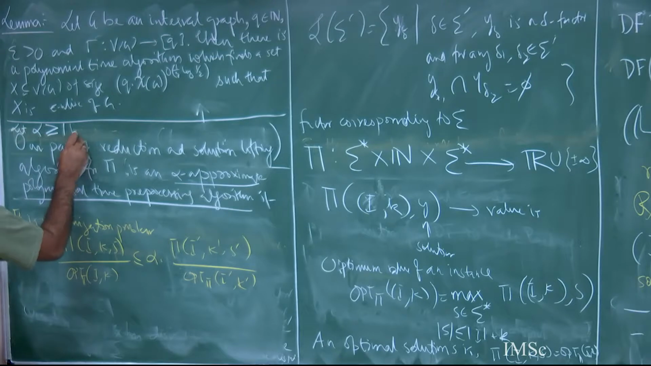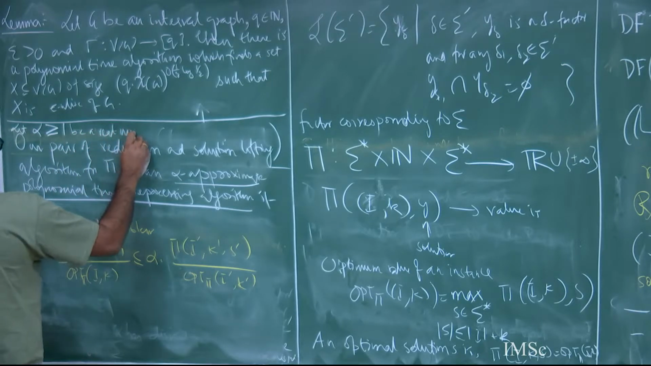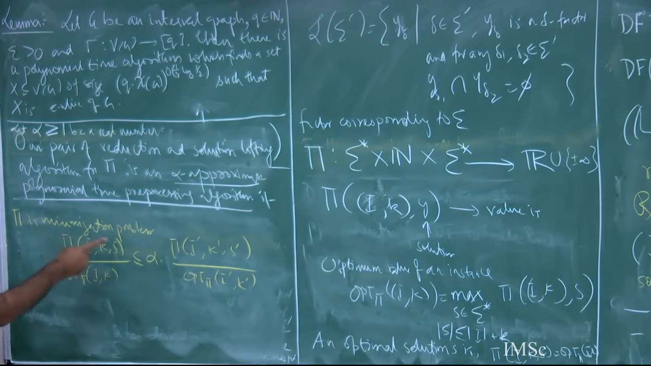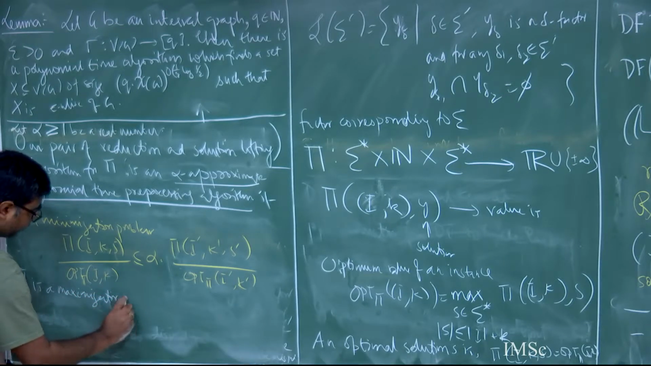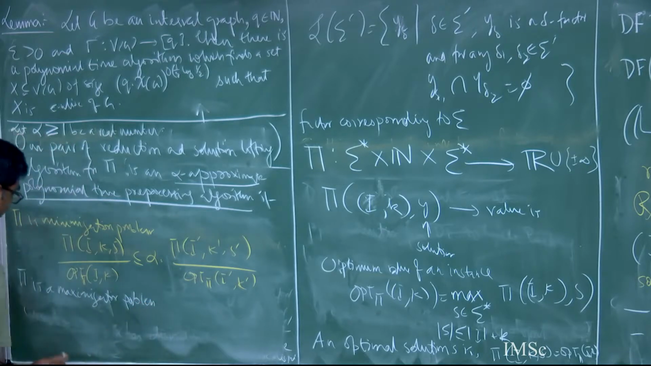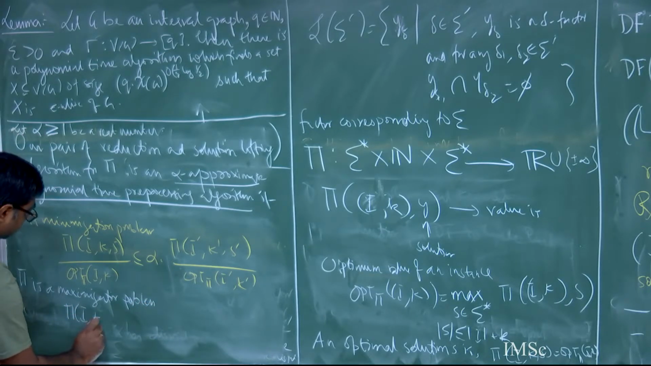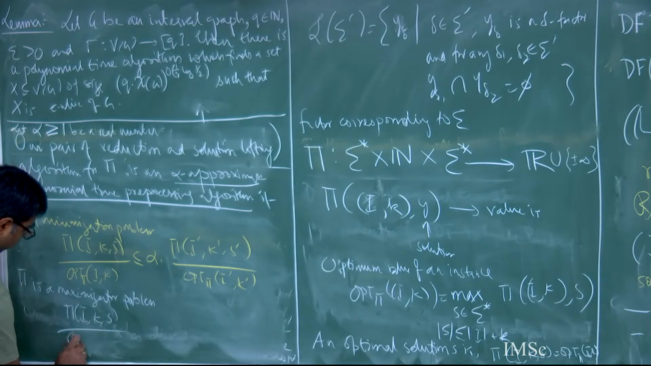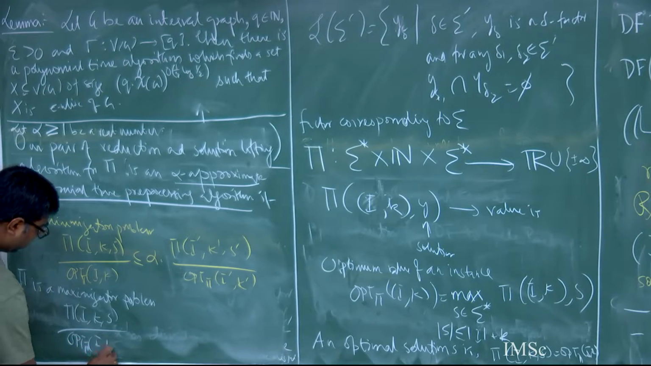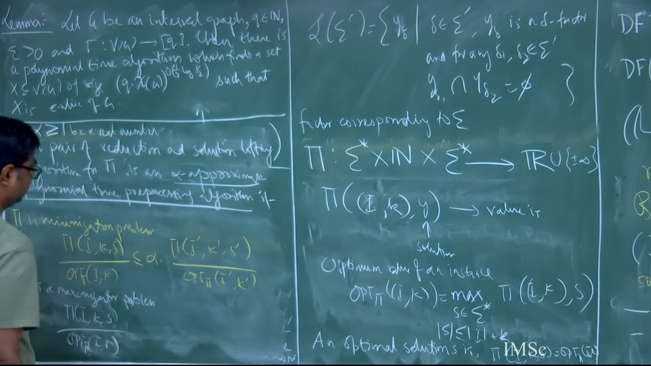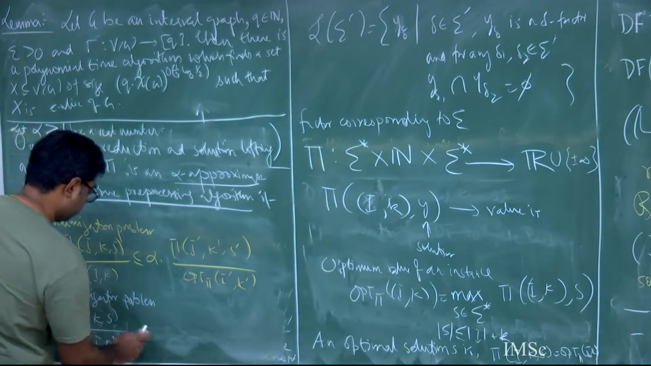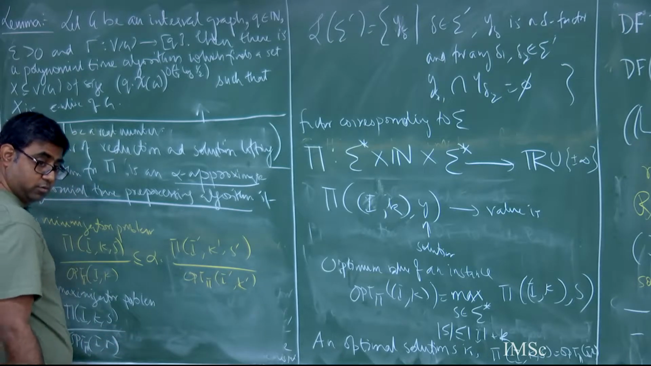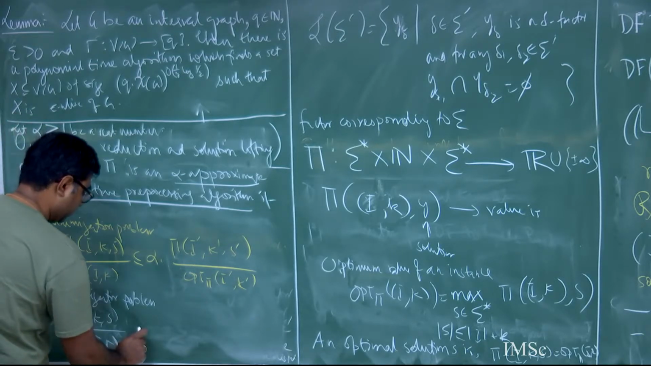Let alpha be a real number. You can define it this way. So this is for the minimization problem, and if pi is a maximization problem, what do you expect? Pi I k s divided by opt pi I comma k. What do you think? Greater than or equal to? So greater than or equal to 1 by alpha.